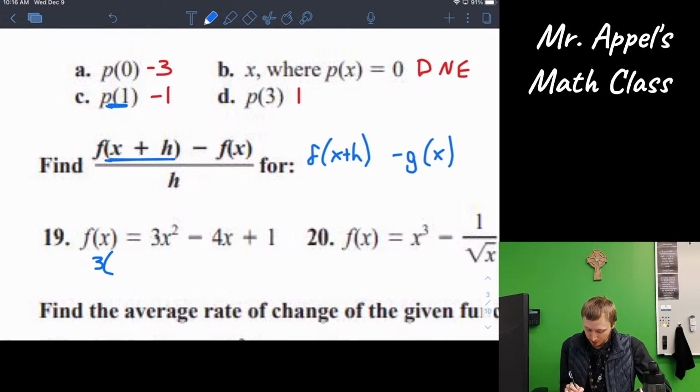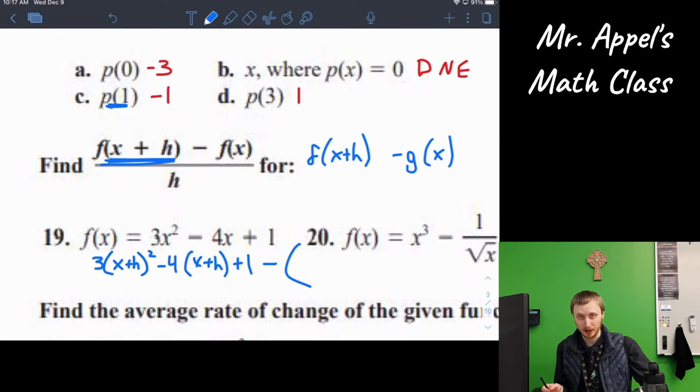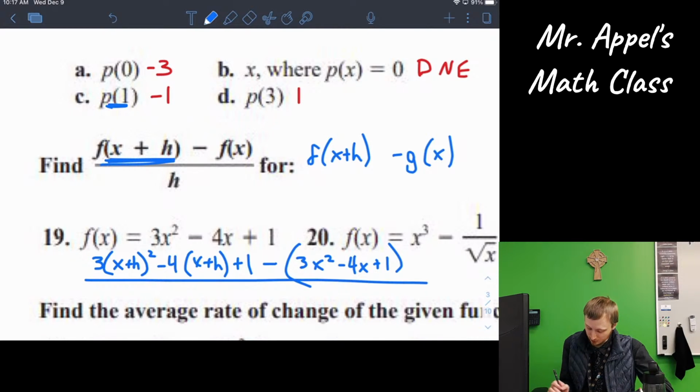So instead of x squared, it's x plus h squared. Minus 4 times instead of x, it's x plus h. And then still plus 1. So that's f of x plus h. Minus all of f of x. Well, f of x is just all of this right here, so just copy that down exactly. That part doesn't change. All of it divided by h.